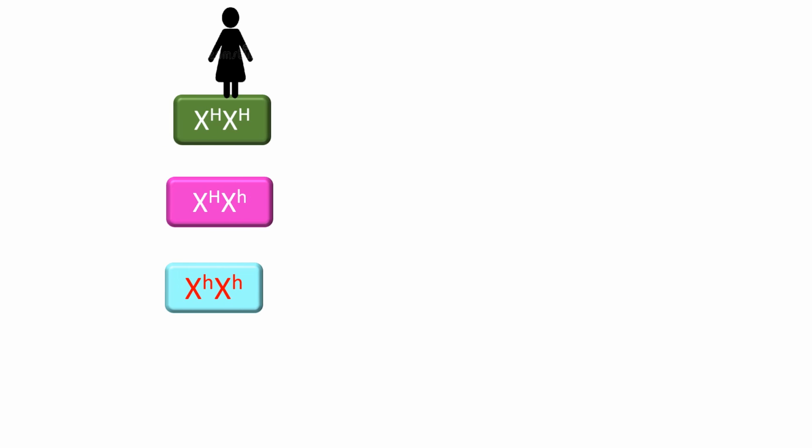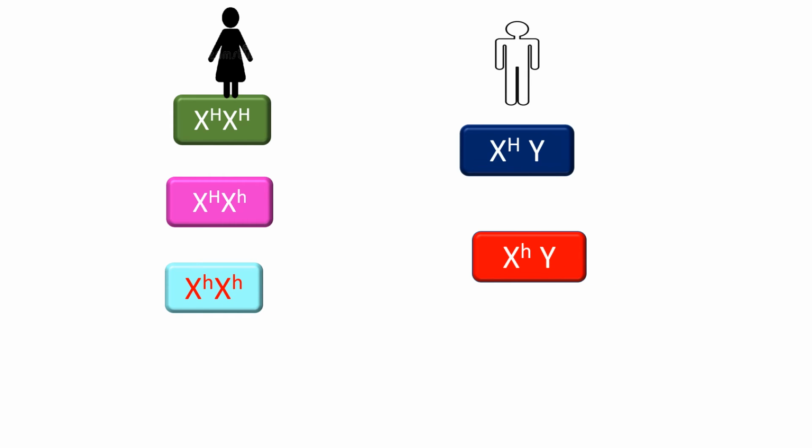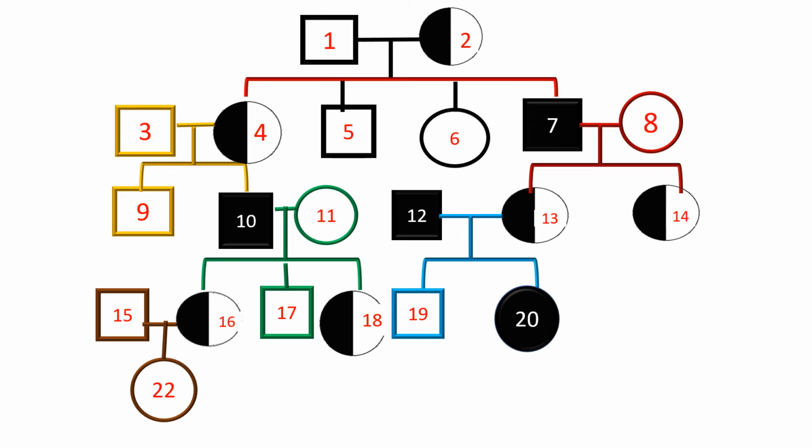Accordingly, there are 3 genotypes for females related to hemophilia: normal female, carrier, hemophilic female. There are 2 genotypes for males related to hemophilia: normal male, hemophilic male. Accordingly, the probable genotype of each individual is shown.